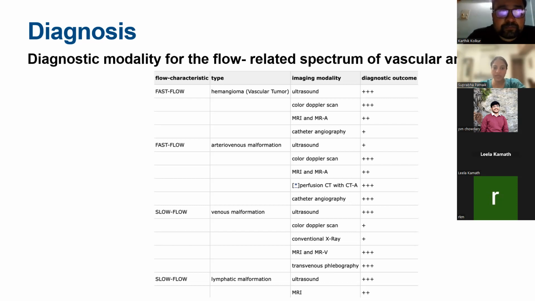So in this case of AV malformation, we can see that the color Doppler scan diagnostic outcomes are the best, along with the CTA if feasible as per the patient's age and feasibility of doing an angiography. So accordingly, according to the flow-related spectrum, the various modalities can be utilized. Next slide.